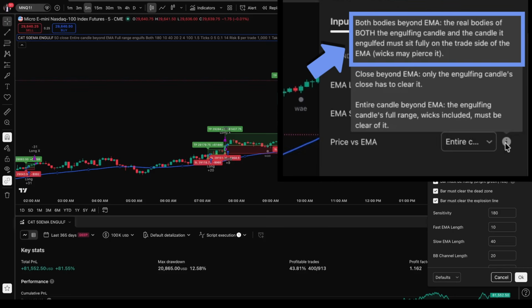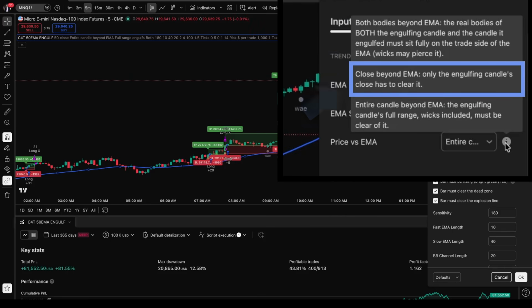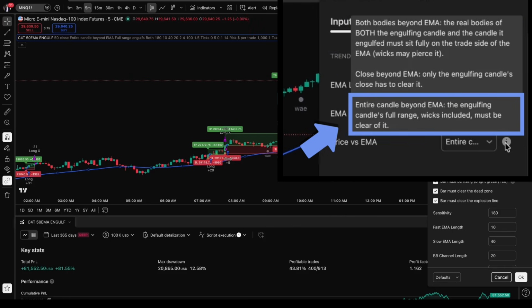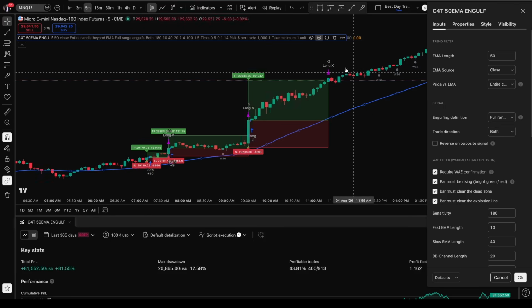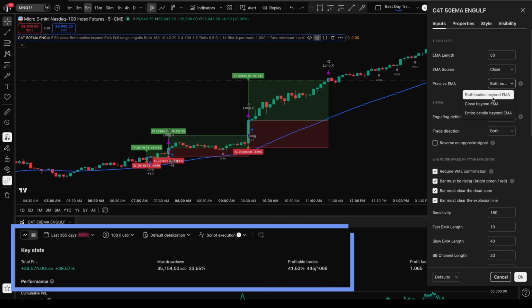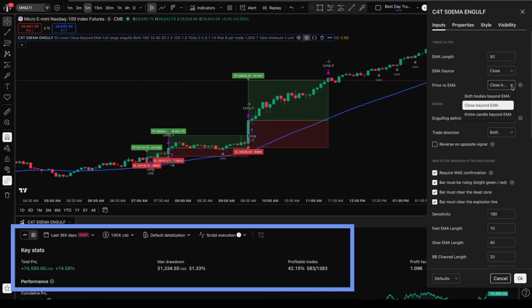Here I want the body to be either completely above the EMA, close to the EMA, or the entire body, including the wick, above the EMA itself. For this specific result, I'm using the entire candle beyond the EMA. But let me show you the difference between how they actually perform. As you can see, this is currently the entire candle. If we switch to both bodies beyond the EMA, these are the results. Here are the results for close beyond the EMA.